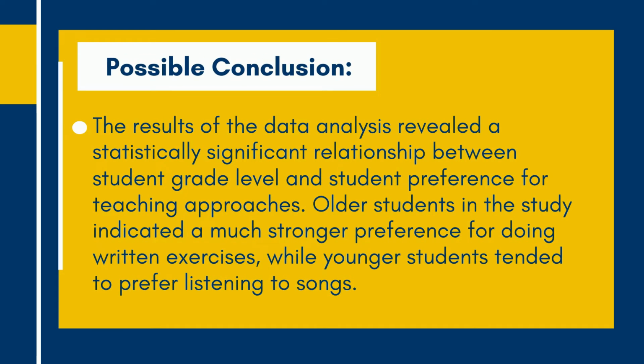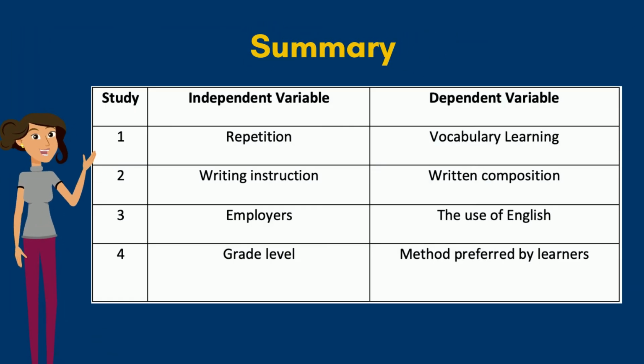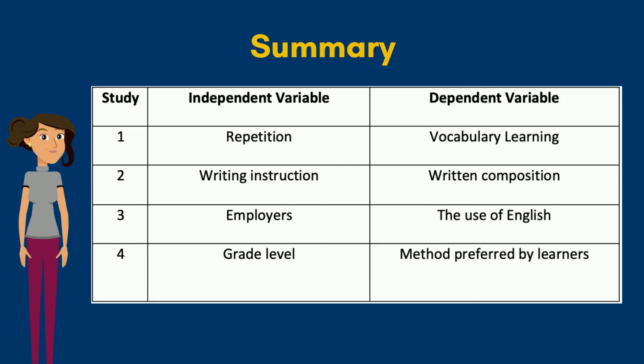The results of the data analysis revealed a statistically significant relationship between student grade level and student preference for teaching approaches. Older students in the study indicated a much stronger preference for doing written exercises, while younger students tended to prefer listening to songs. So far, we have seen 4 examples of studies and identified which are the dependent and independent variables. In the first study, we pointed out that the number of repetitions is the independent variable, and there are many ways of repeating the words.